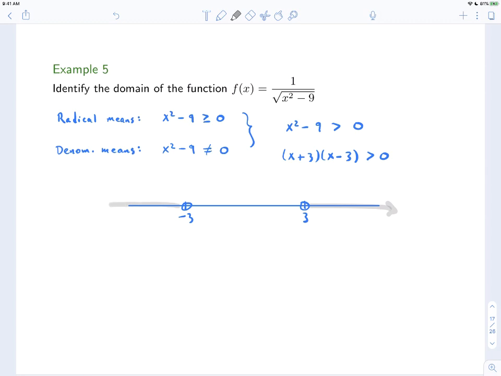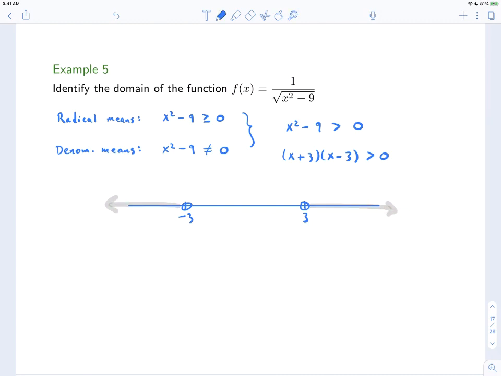Similarly, anything to the left of negative 3 will give you a positive number. If you pick something smaller than negative 3, then you're going to have a negative number here and a negative number here. So if you multiply two negative numbers together, you're going to get something which is positive. So the domain is anything to the right of 3 or to the left of negative 3.